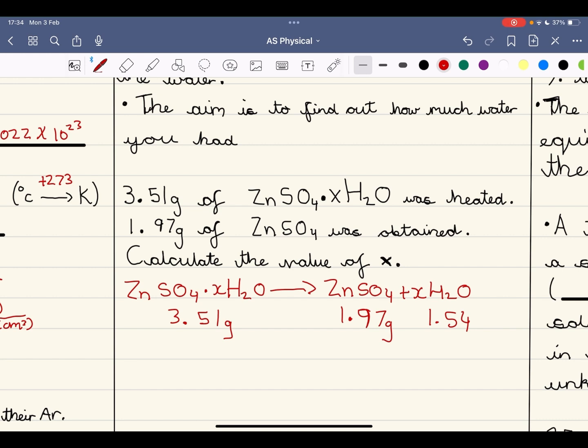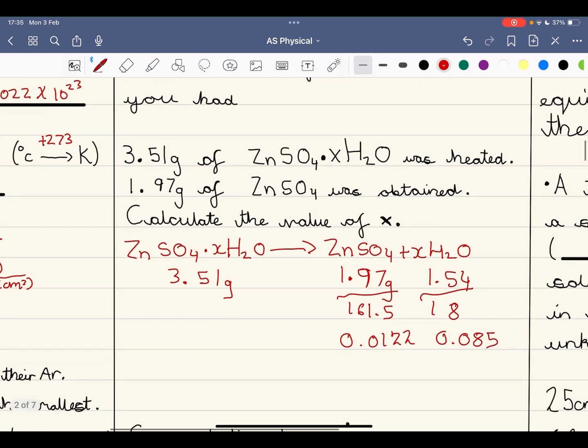And then I'm going to divide all of the masses by the MRs. So we get 161.5 and 18. And when I do this, I get 0.0122 and 0.085. And these are the ratios.